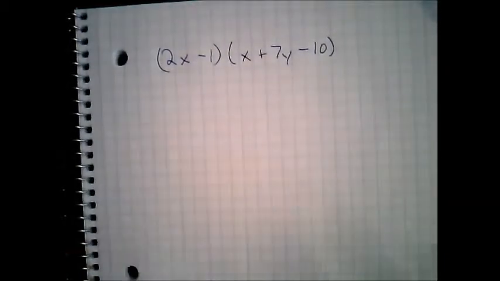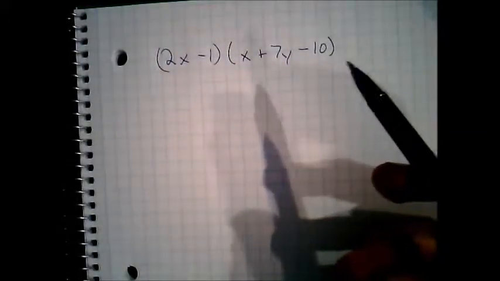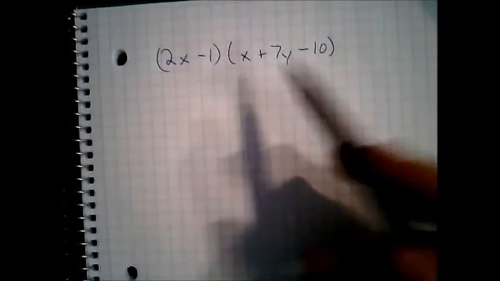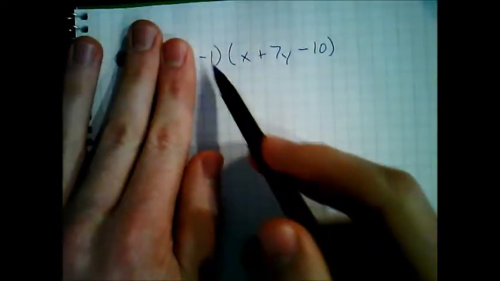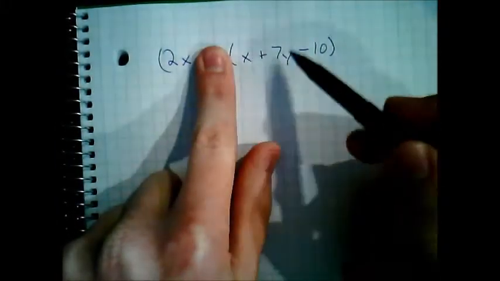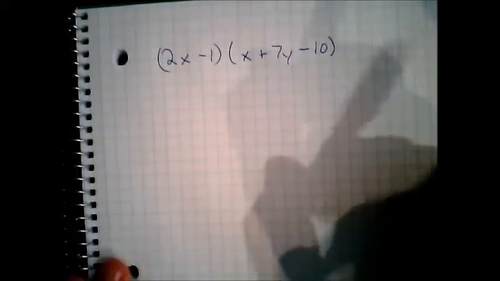Okay, the first thing we need to do is think about what's different about this example. Well, we notice our second group has 3 terms, but our idea doesn't change. We weren't scared with the distributive property when our group had 3 terms. We still got to distribute this negative 1 through all the terms in our second group. We still got to distribute the 2x through all the terms in our second group. So we just have to change how we draw our generic rectangle.